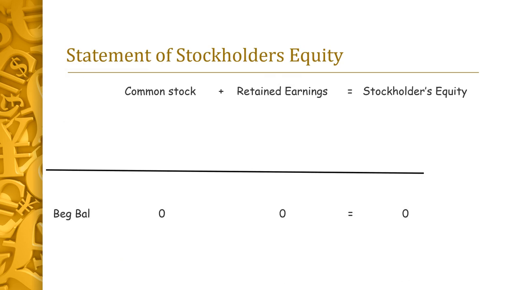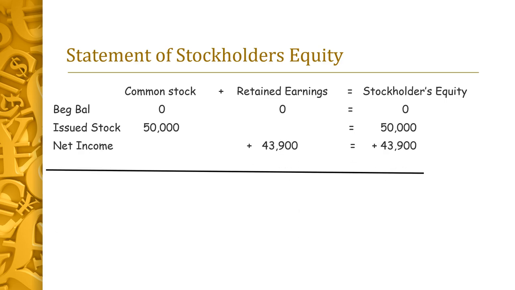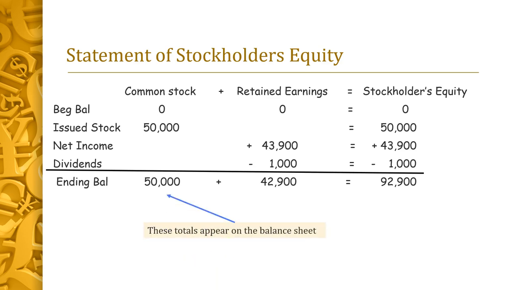Stockholders' equity. We start with our beginning balances, and since it was the beginning of the year, we had no common stock, retained earnings, or stockholders' equity, and we know during the year we issued stock. We had net income, which we got from the income statement, and we paid dividends. And these are the balances that are now going to go to the balance sheet. And this is the thing that students often forget. You need these totals. Do not take the totals that are on the adjusted trial balance. You need to take the ending balance from the statement of stockholders' equity.